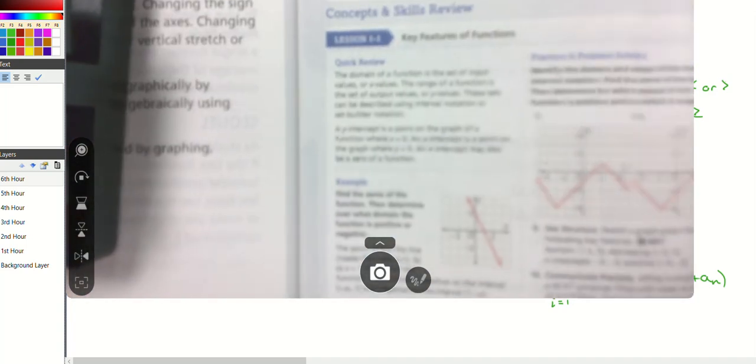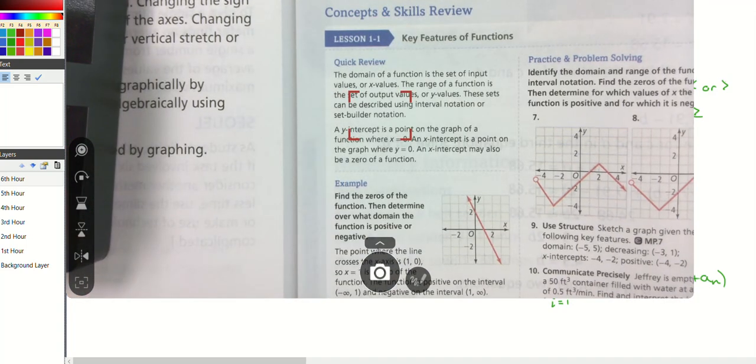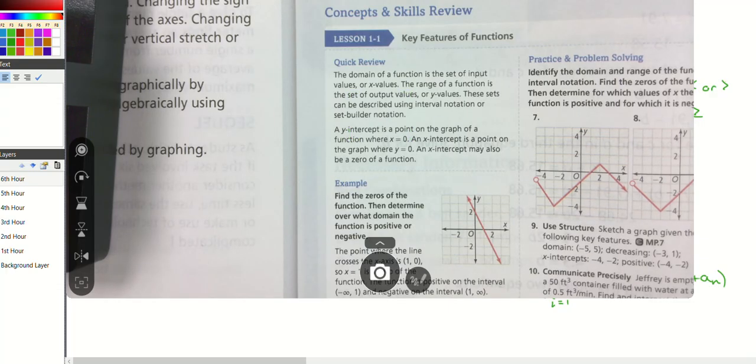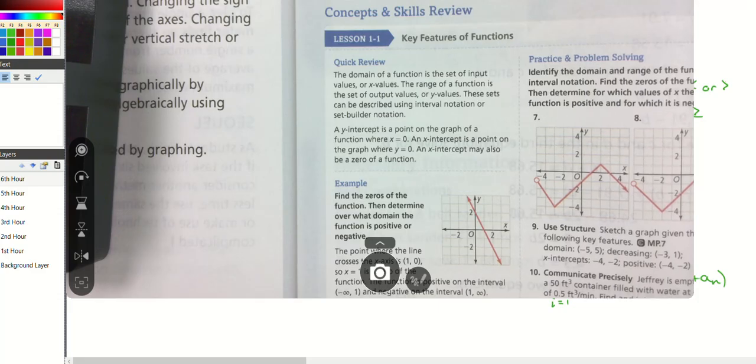In lesson 1.1, we looked at the domain. And then we looked at some other key characteristics, increasing, decreasing. We'll hit all those again. I'll tell you right now, the only question about features it'll ask tomorrow is what is the domain of something? Domain and range. Those are the features that I care about right now.